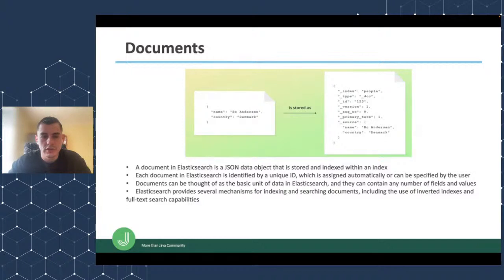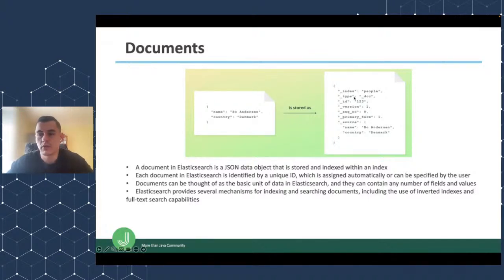For concepts, the first abstraction, I would say, is the document. What does document mean? A document in Elasticsearch is a JSON data object that is stored and indexed within an index. Basically, we have some kind of JSON with names and some attributes, and each document in Elasticsearch is defined by a unique ID, which is assigned automatically or can be specified by the user.